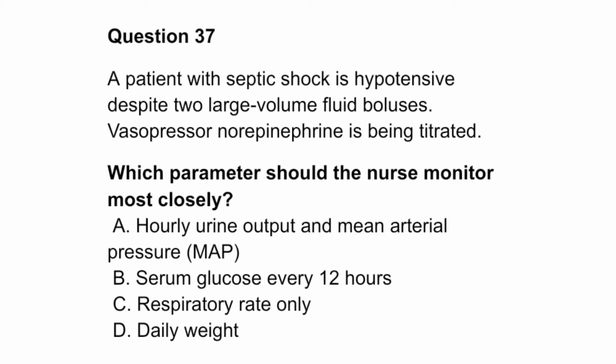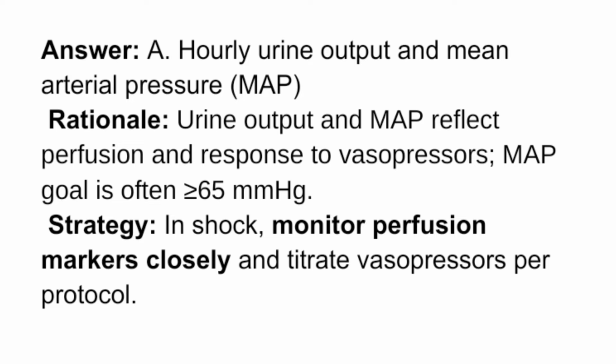Question 37. A patient with septic shock is hypotensive despite 2 large volume fluid boluses. Vasopressor norepinephrine is being titrated. Which parameter should the nurse monitor most closely? A. Hourly urine output and mean arterial pressure, MAP. B. Serum glucose every 12 hours. C. Respiratory rate only. D. Daily weight. Answer: A. Hourly urine output and mean arterial pressure, MAP.